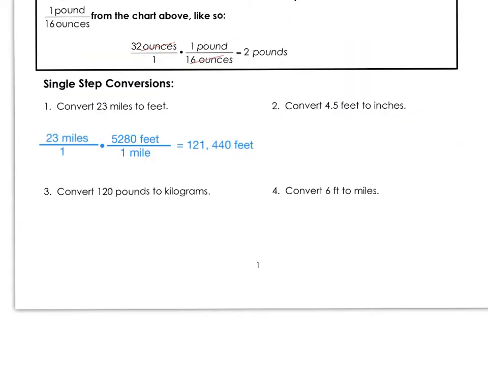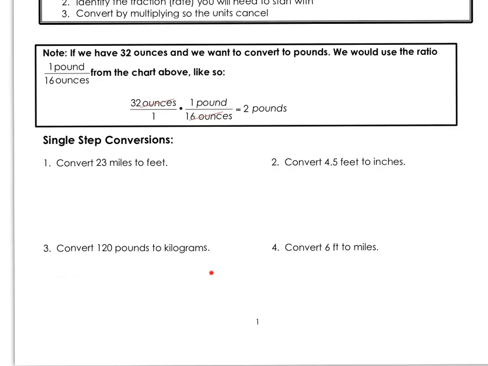Okay, so when we set this up, we do the 23 miles over 1 times the 5,280 feet over 1 mile. You could put these in as fractions if you wanted, or you can just, because they're both over 1, you could just do the multiplication of the numerators. Either way, when we multiply these, the miles cancel with the mile down below, and we end up with feet like I wanted. And this is my final answer, 121,440 feet.